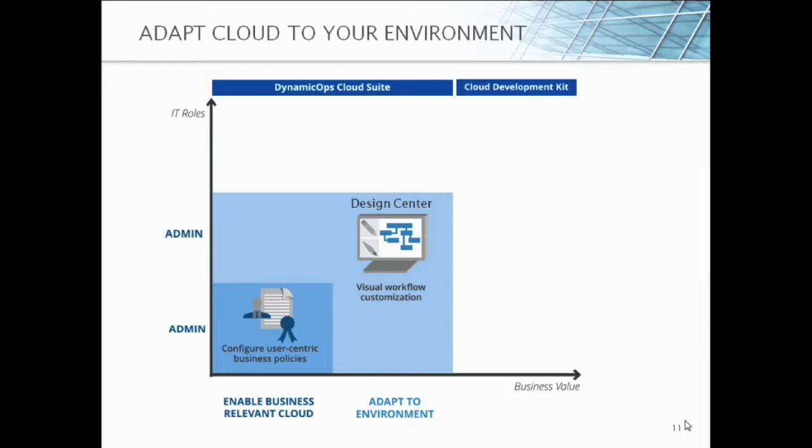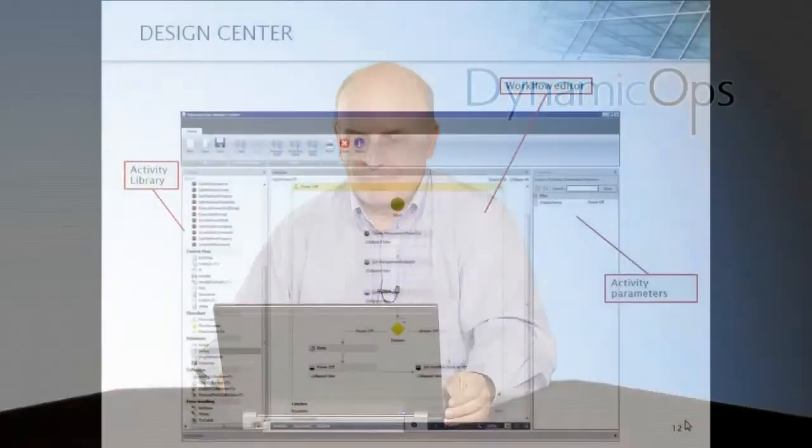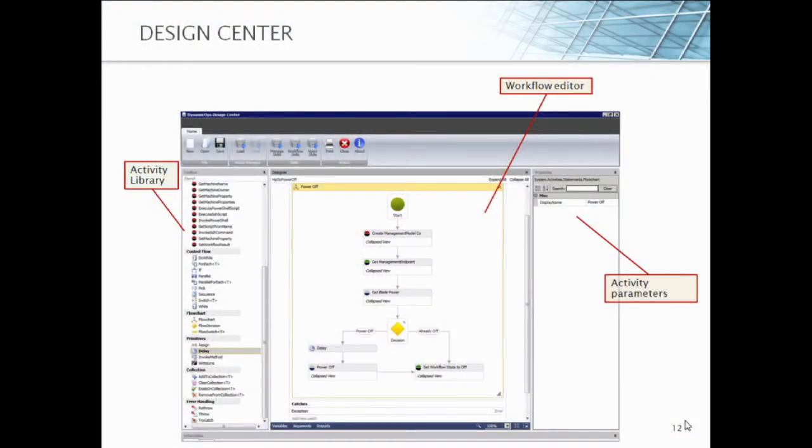So after you have enabled a business relevant cloud, the next step is to adapt it to your existing environment. We do that today with our Design Center Visual Workflow Editor. This tool allows you to take our out-of-the-box automation and customize it to meet the specific needs of your environment. This is a screenshot of our Visual Workflow Editor.